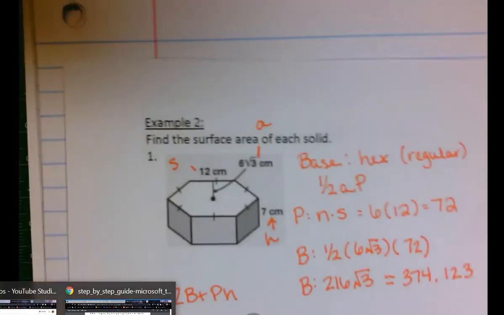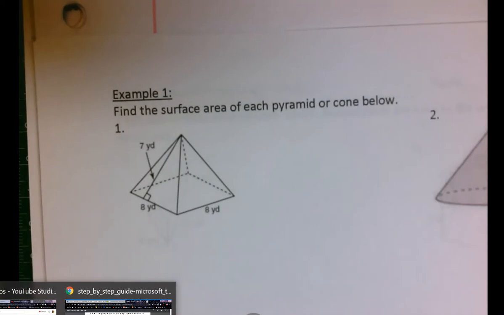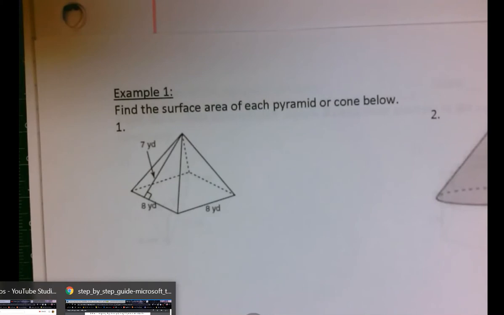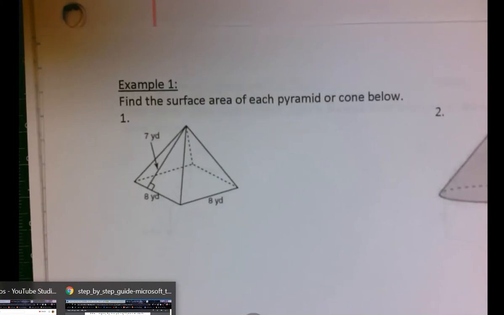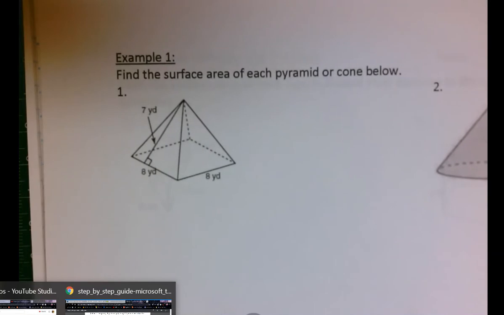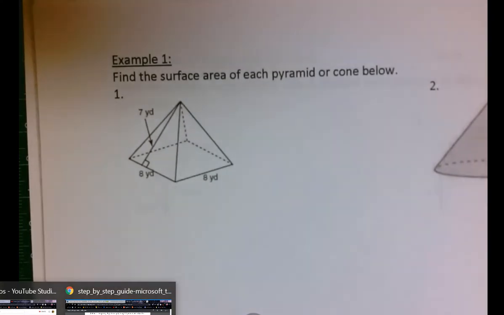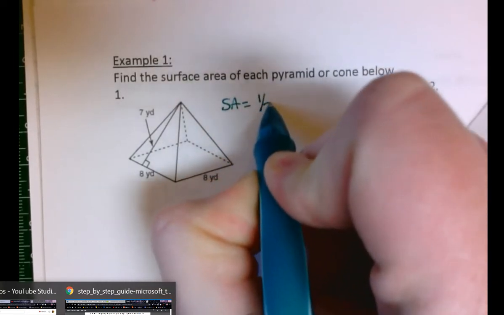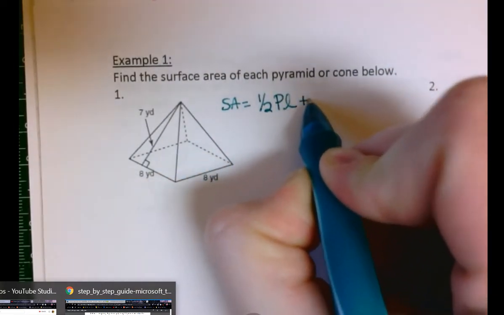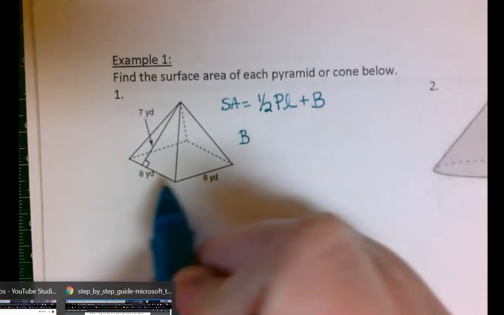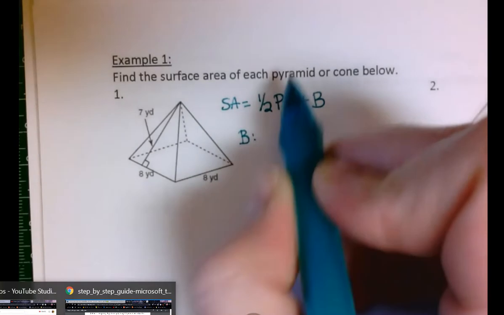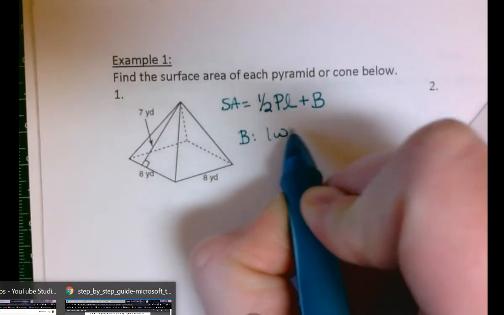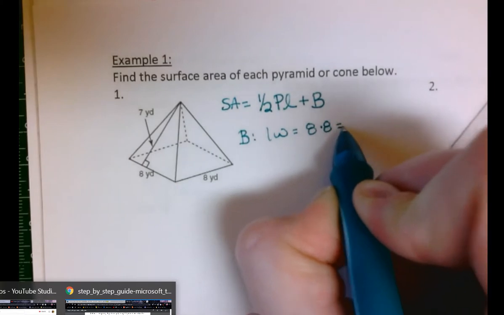So the second part is your notes. You just got to pay attention to what shapes you have and what is given to you. Sometimes you have to find slant heights because things are missing. Sometimes they're given to you. So with this one, I'm going to use surface area equals 1/2 perimeter times slant height plus base. My base is a square, or a rectangle, length times width, which equals 8 times 8, which equals 64.